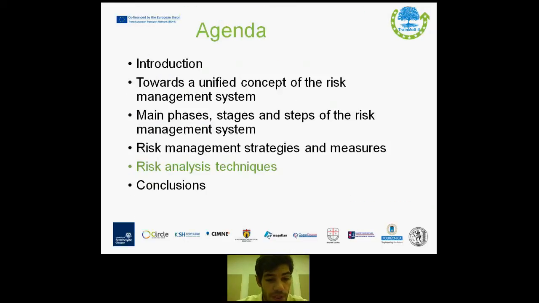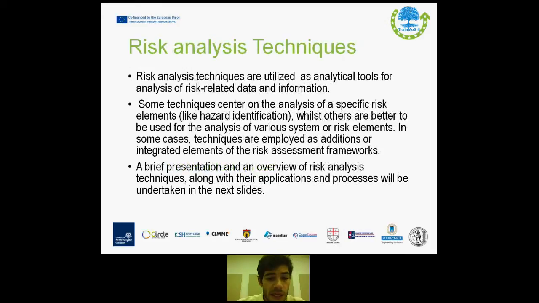Now, moving forward to some risk analysis techniques utilized in the risk management processes. Risk analysis techniques are utilized as analytical tools for analysis of risk-related data and information. Some techniques center on the analysis of a specific risk element, like hazard identification, whilst others are better used for the analysis of various systems or risk elements. In some cases, techniques are employed as additions or integrated elements of the risk assessment frameworks. A brief presentation and overview of some risk analysis techniques, along with their application and processes, will be undertaken in the next slides.